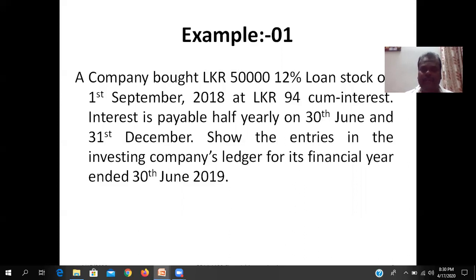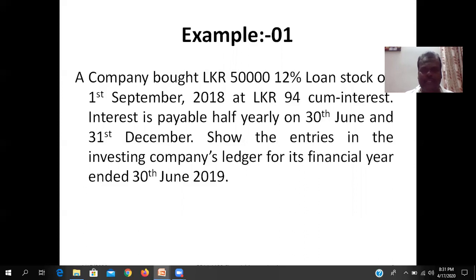Interest is payable half yearly on 30th June and 31st December. So you are requested to show the entries in the investing company's ledger book for its financial year ended 30th June 2019. So then we can see how we can deal with these accounting entries in the investment account. For your easy understanding, the answer is available in my prepared PowerPoint slides.